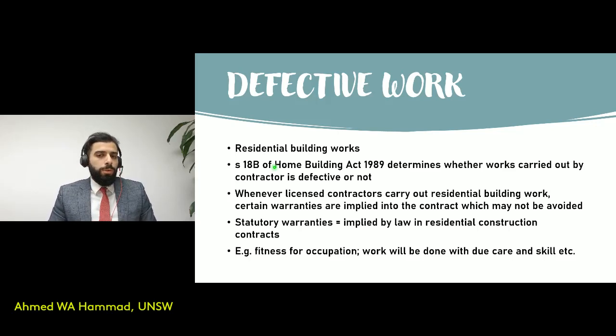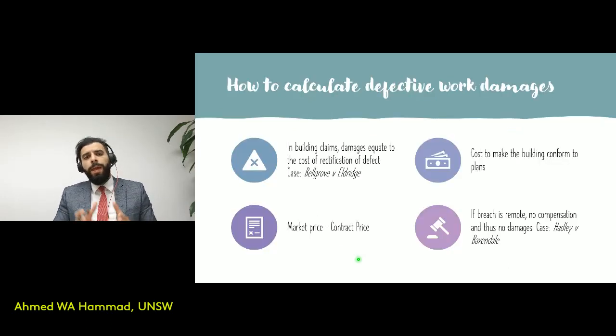And examples of such warranties are listed down on the screen for you. So, for instance, fitness for occupation. The building has to be fit for people to occupy it. The work has to be done with due care and skill, etc. How would damages be calculated if it were due to defective works? The authority case is the one highlighted for you on the screen.